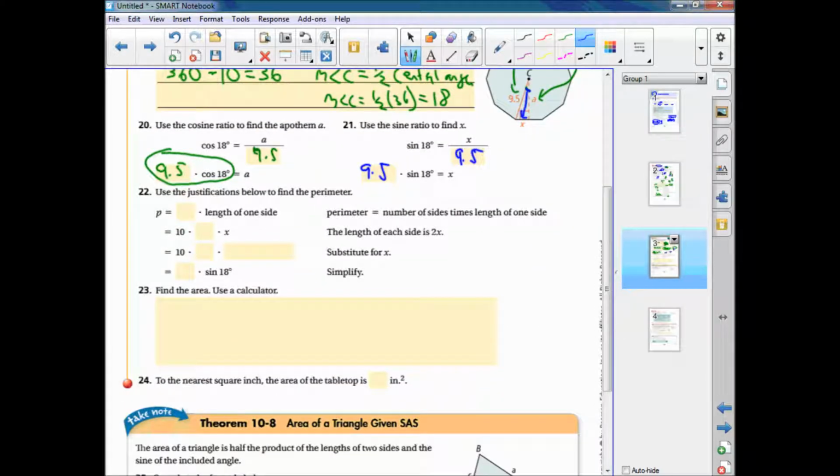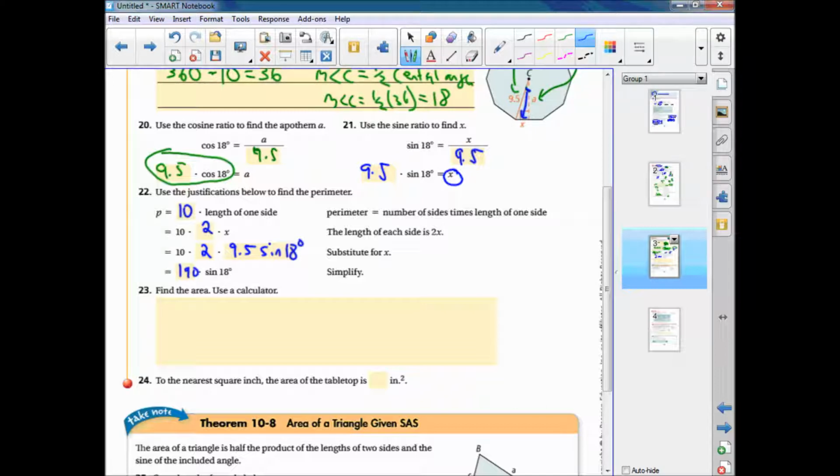So the perimeter is going to be equal to 10 times the length of one side because we have a decagon. Okay. So that's going to be 10 times, and let's see, we have 2 x's to get a side. So x was half of one of our sides. So that's going to be 10 times 2. And then we knew the length of x was 9.5 times the sine of 18 degrees. All right, so if you multiply 2 times 10 times 9.5, this is going to give us a total perimeter of 190 sine 18.